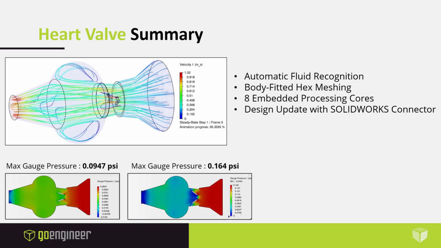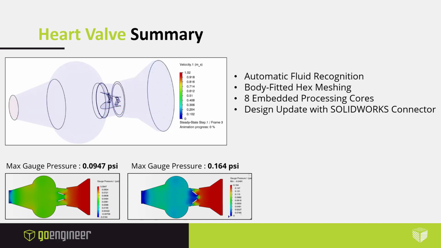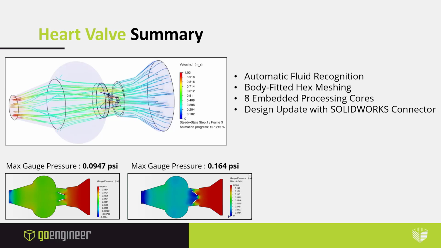And I thought I'd just showcase the differences between a couple of heart valve configurations, where in one configuration it's in the operational mode and the other configuration it's in the non-operational mode, that demonstrates a much higher gauge pressure as expected.